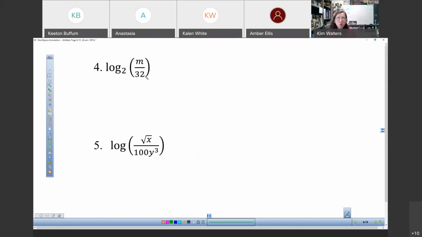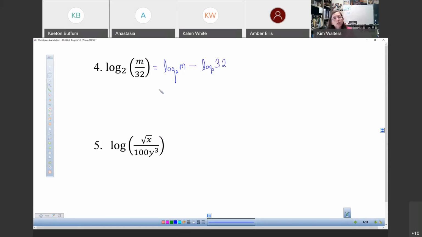So in this next one, we're doing the same kind of thing here. We're still expanding. All of these problems are asking you to expand. And so here I have a log base 2, and it's going to first go with the top. It always has to go in this order. And then it's going to go with the bottom. And so I have this log base 2 of m. Because it's a quotient, I'm going to subtract. And then I have log base 2 of 32.